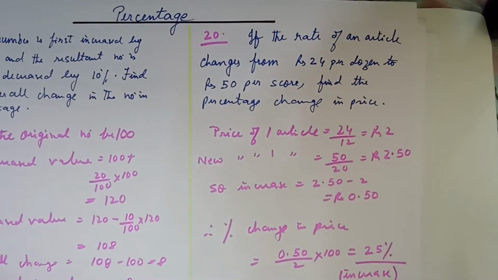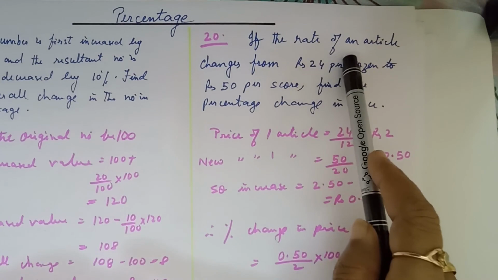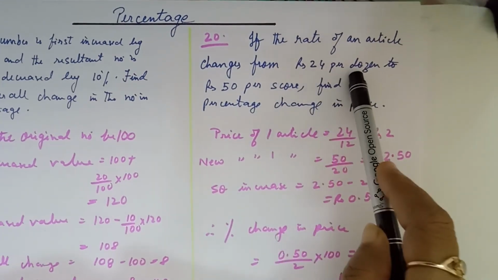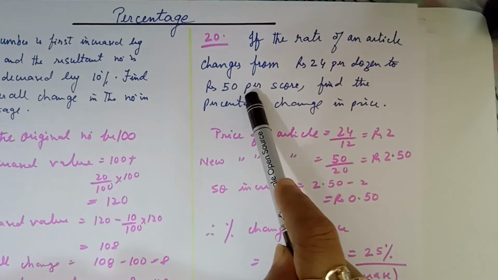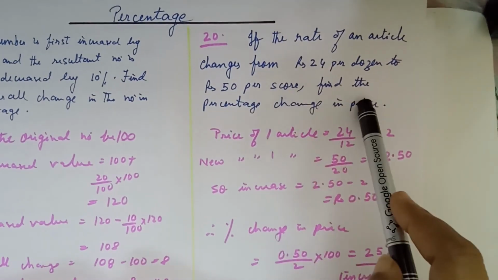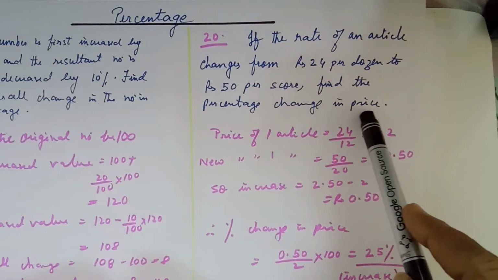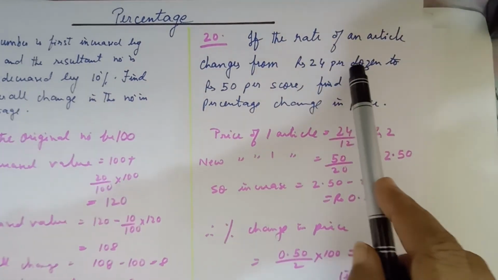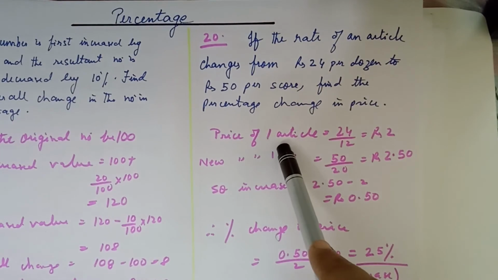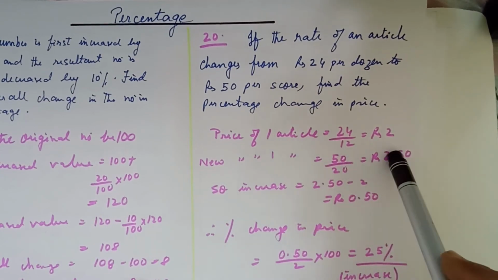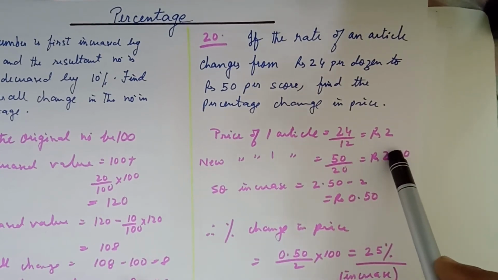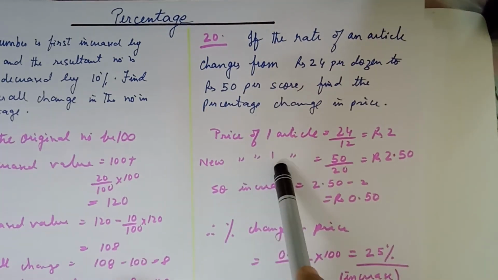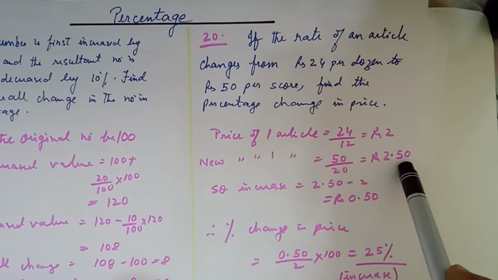Question number 20. If the rate of an article changes from 24 rupees per dozen to 50 rupees per score, find the percentage change in price. So we know that 24 rupees per dozen means 12. So what is the price of one article? 24 by 12 is rupees 2. Changes to 50 per score. Score is 20. So what is one article? 50 by 20, 2 rupees 50 paise.